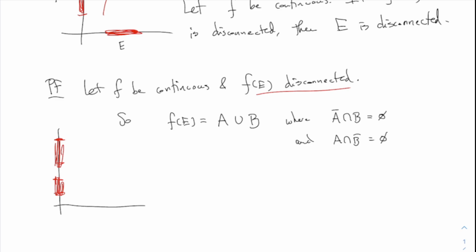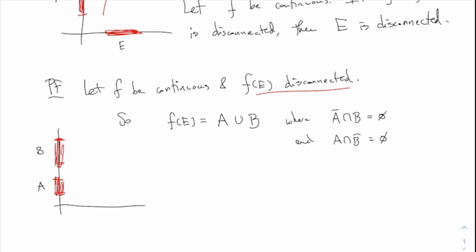I hope you know, by the time the test comes around, I hope you remember this definition. This is what disconnected means. You can write it as a union of two sets, and those two sets are disjoint in their closures. A closure intersect B is empty, and A intersect B closure is empty. On our picture, this is what the A and the B are. They're up there, all right?